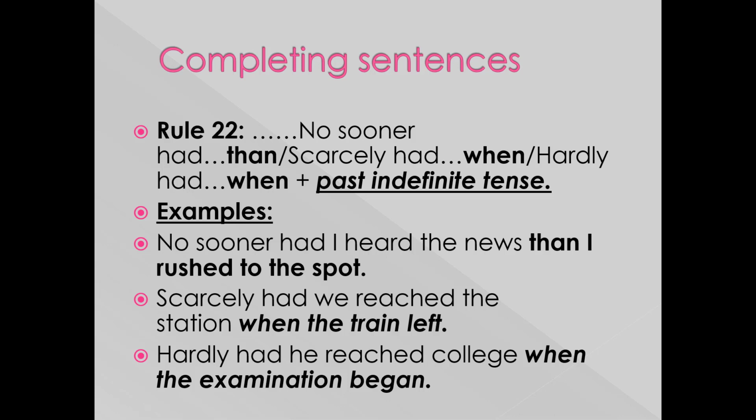In the first part, past perfect tense, and in the second part, past indefinite tense, and in the middle, the conjunction when. Okay, and the third example is starting with hardly had. Again, past perfect tense, had, has been used. Hardly had he reached the college. In the middle, the conjunction when has been used. And then finally, in the second part, the examination began. That means past indefinite tense has been used.